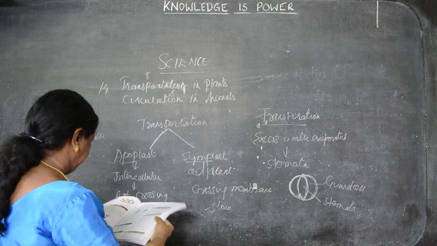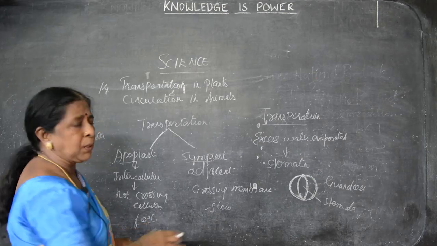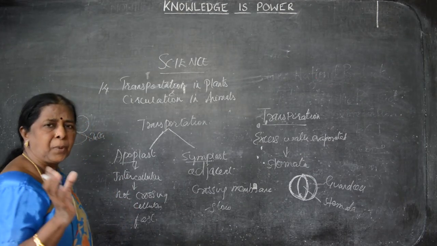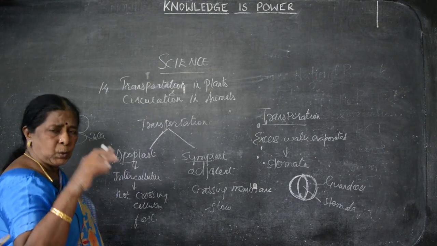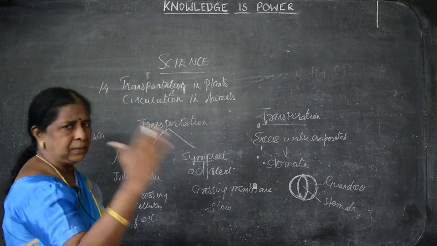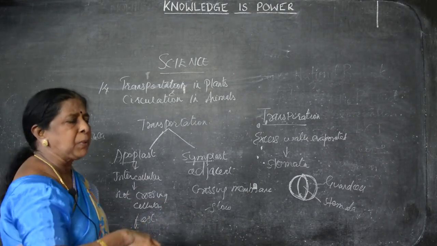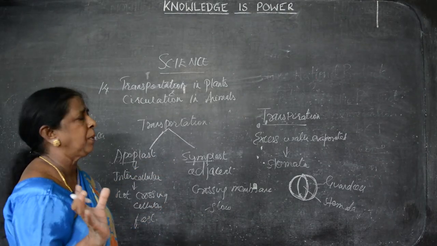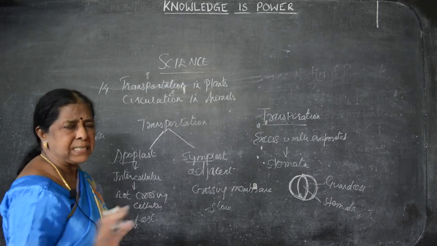You can see the experiment on page number 146. You have to take one potted plant. Potted plant means a plant in a pot. You have to cover the plant and keep it in the sunlight only. We expose it outside, but it will be covered with a plastic cover. And you have to keep the apparatus as it is.